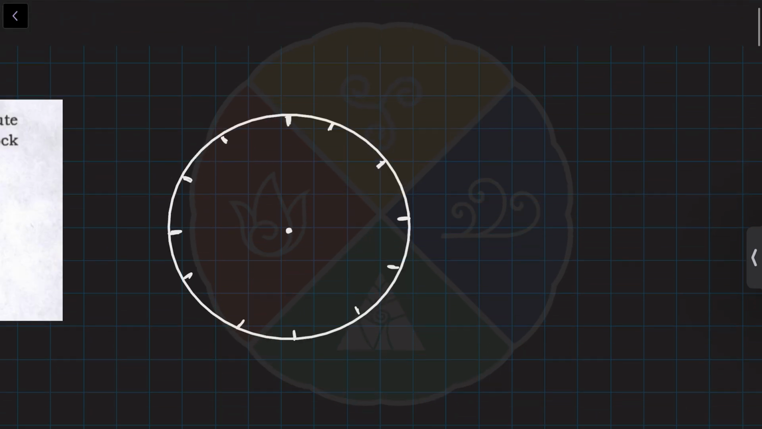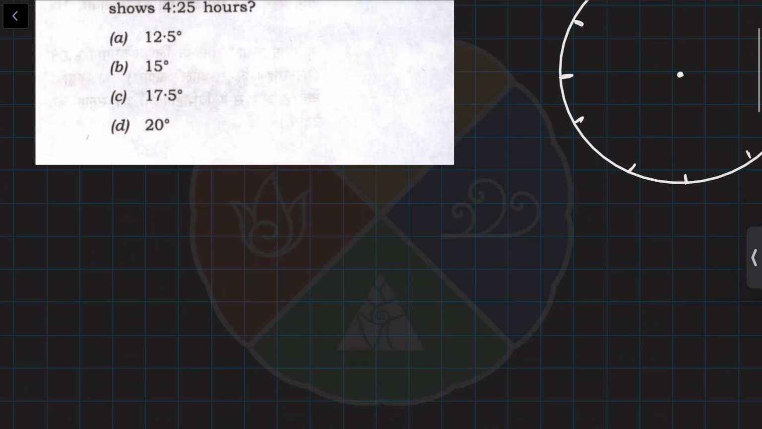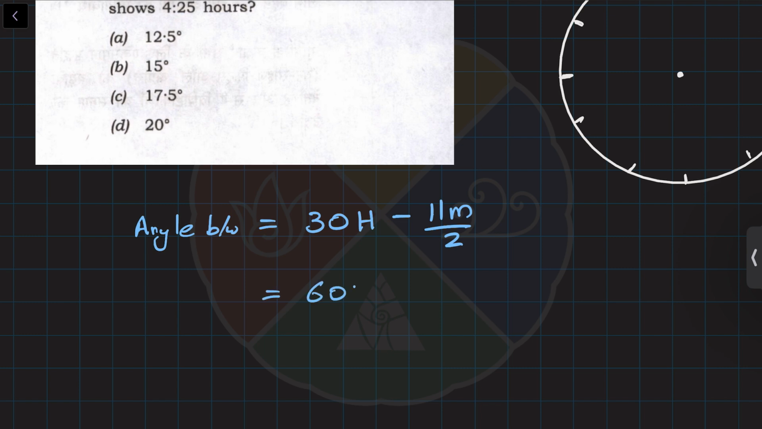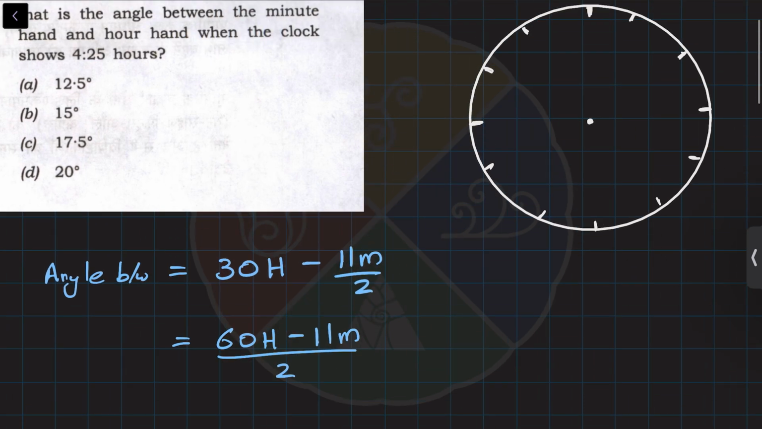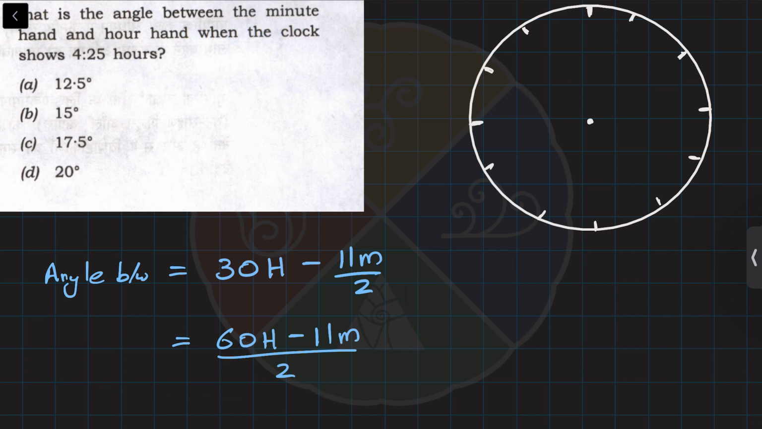So let's write that formula over here. Our formula for the angle between the hands is going to be 30h minus 11m by 2, or (60h minus 11m) whole divided by 2. With both formulas you are going to get the same answer. This is a formula which you have to learn by heart. It is going to be a great help. Now if you substitute the values, you are going to get the answer very easily.